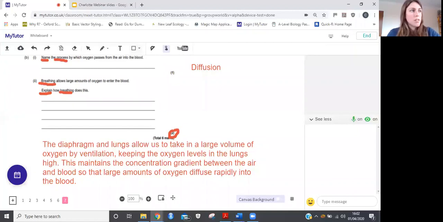Okay, so I think there's some more. I've seen one, Charlotte, which is, in GCSE, can we answer in bullet points, or will we have to write in full sentences? Ooh, good question.